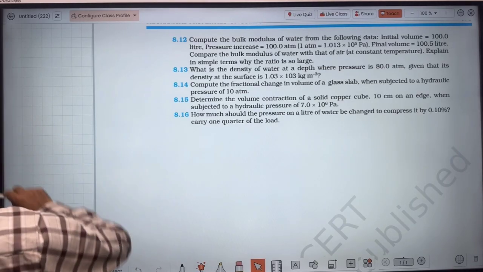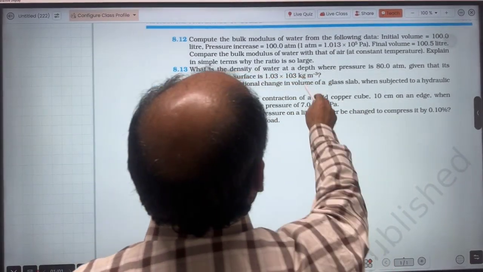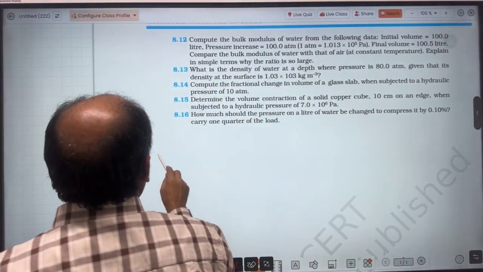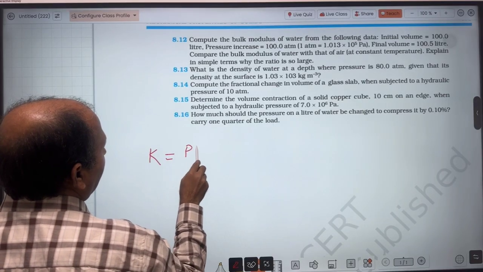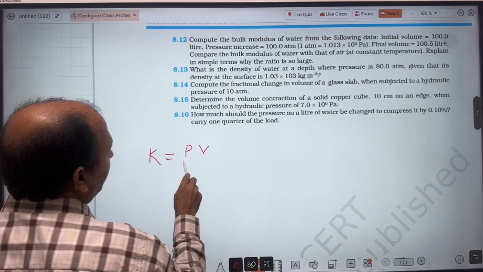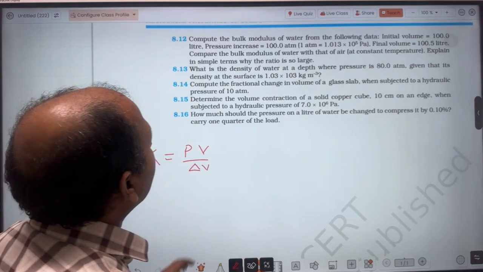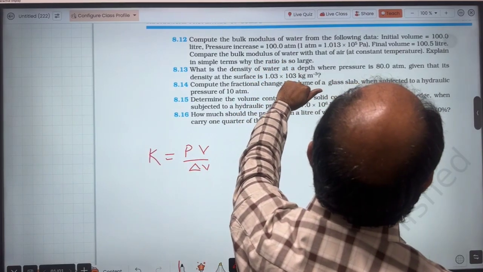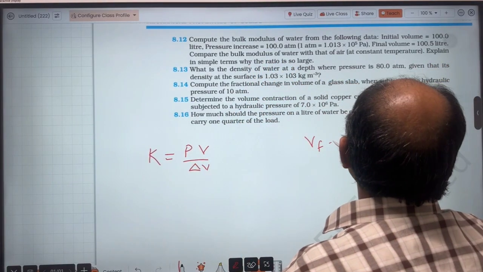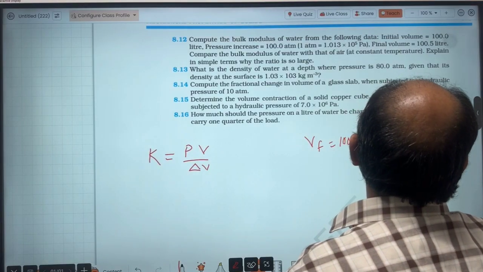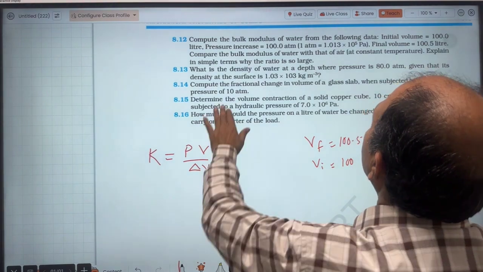So here I'm going to solve the numerical portion. The information given is pressure. Bulk modulus K is given by pressure into volume divided by change in volume, right? And here the information given is V final is 100.5, V initial is 100.